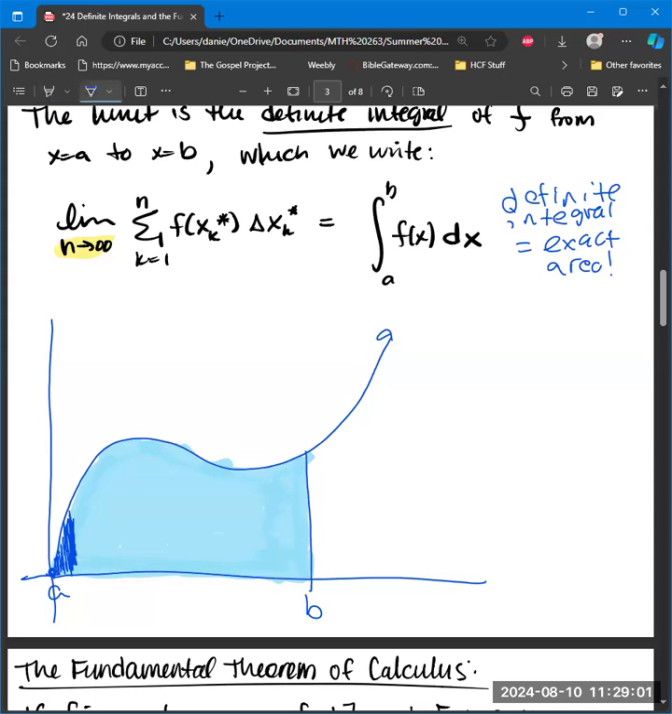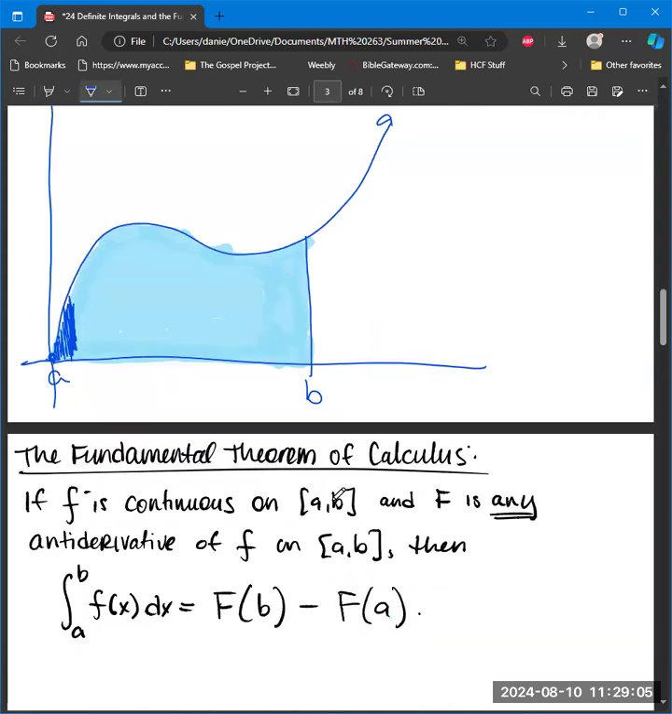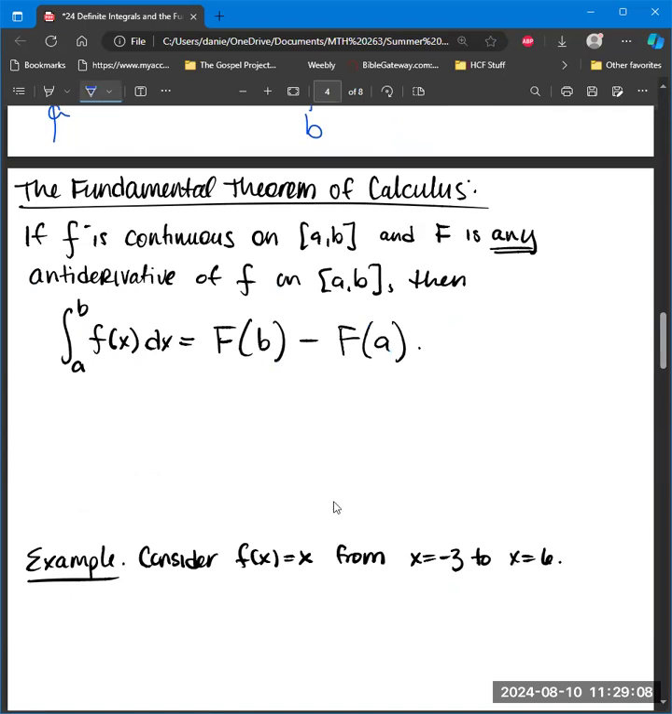So the fundamental theorem of calculus tells us that if f is continuous on the closed interval a to b, and capital F is any antiderivative (this is a lowercase f, I should be saying) of lowercase f on a to b, then the definite integral from a to b of lowercase f of x dx is equal to capital F of b minus capital F of a.